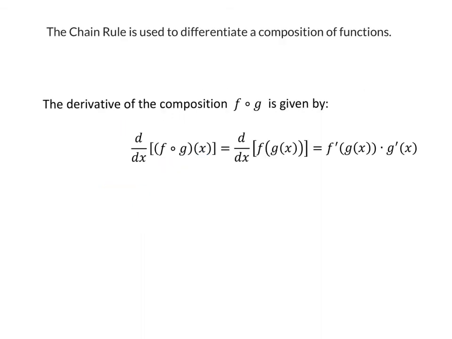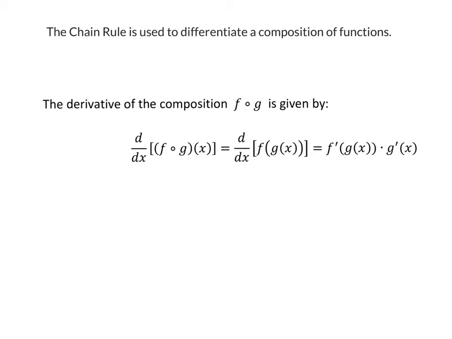So now that we've reviewed composition of functions, we have the chain rule, which is used to take the derivative of the composition of functions. The derivative of f composed with g is defined by f prime of g of x times g prime of x. One way to think about this is we're taking the derivative of the outside function f times the derivative of the inside function. Now we've seen the extended power rule. The extended power rule is a special case of the chain rule.